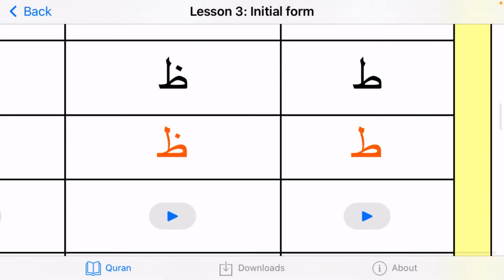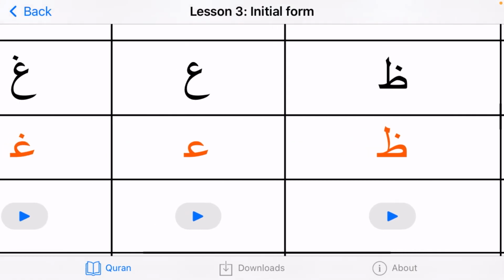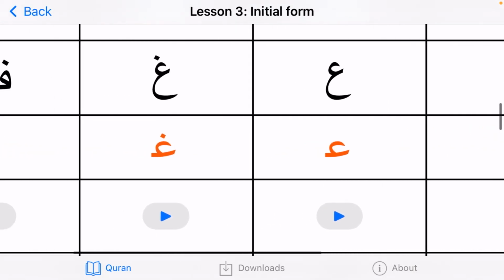Ta and va, again, like the other letters, they don't change. The shape doesn't change. It looks the same in the beginning, in the middle, and in the end. The letter doesn't change. But the difference between ta, va, and dal, zal, ra, and za is that after ta and va, the letter can be connected with the letter that comes after it. That's the only difference they have. But they look the same regardless of where they are in the word.